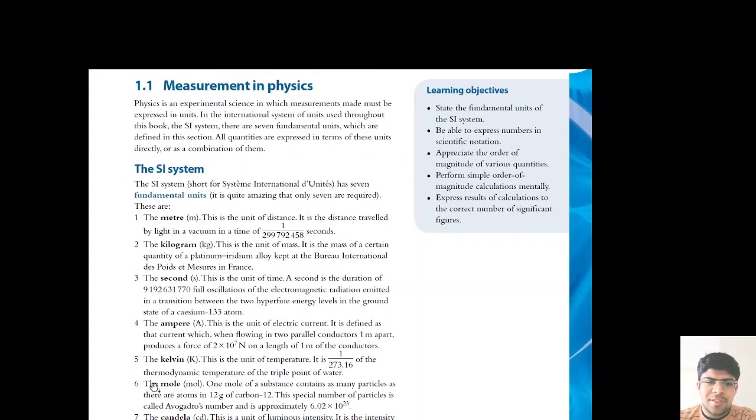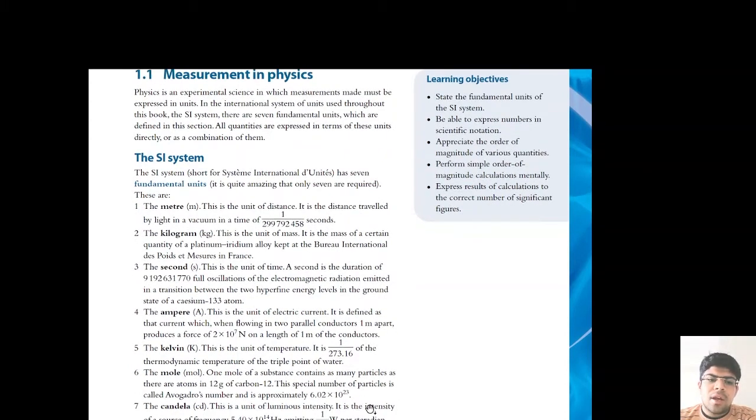The next is the mole, which is denoted by mol. 1 mole of a substance contains as many particles as there are atoms in 12 gram of carbon 12. This special number of particles is called Avogadro's number and is approximately 6.02 times 10 raised to the power 23, and we have to remember this number.